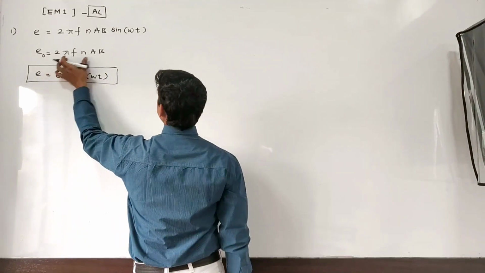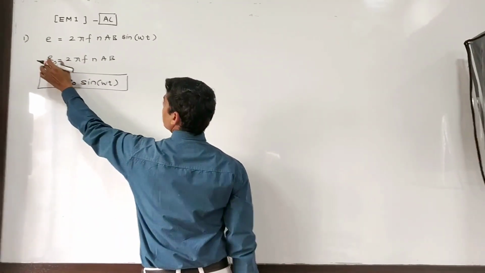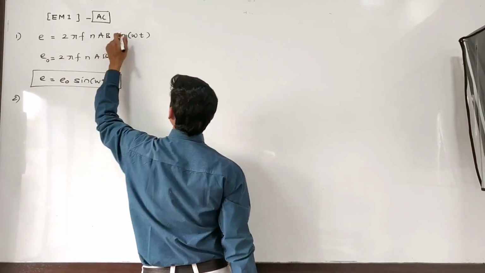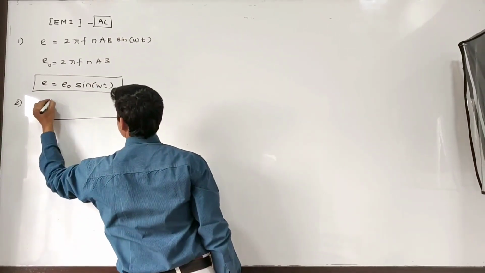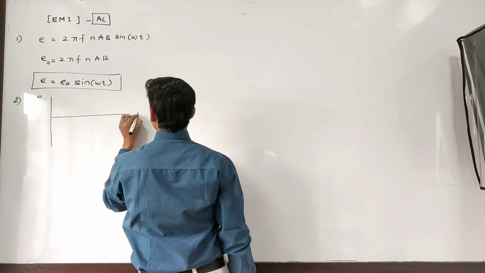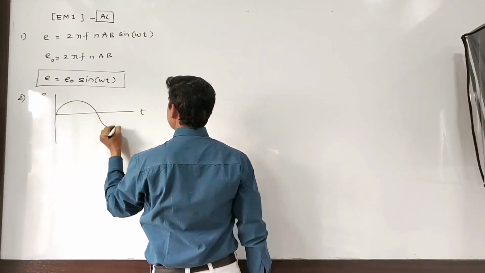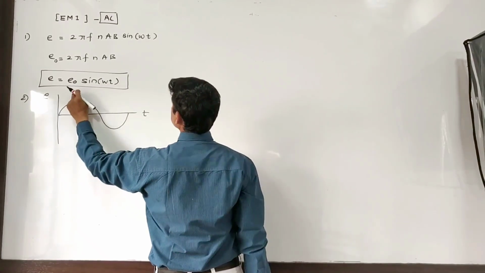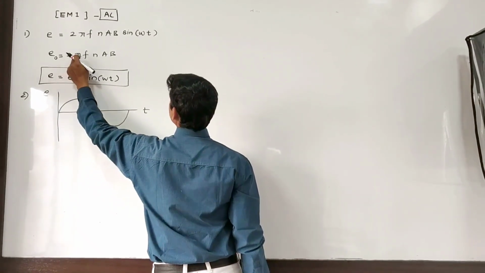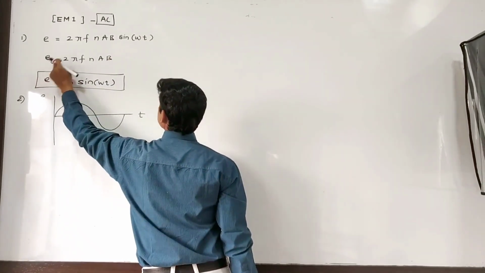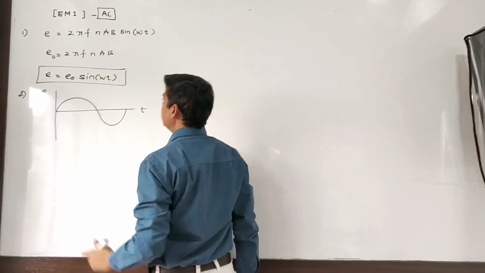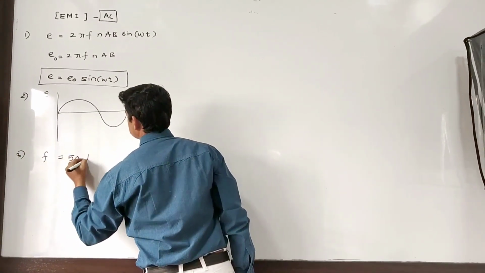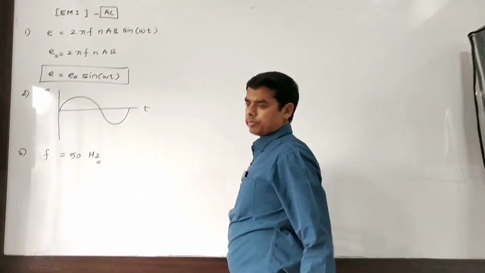Now 2 pi f NAB is called the peak value of EMF, and whenever we consider induced EMF, it is a function of sine, and as it is a function of sine, its variation with time will show us a sinusoidal curve. From this equation again, E0 is equal to 2 pi f NAB, that is, induced EMF depends on the frequency of AC. In India, the frequency of AC is 50 Hertz. This is very, very important.